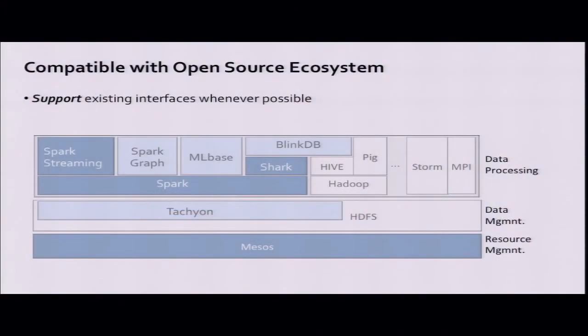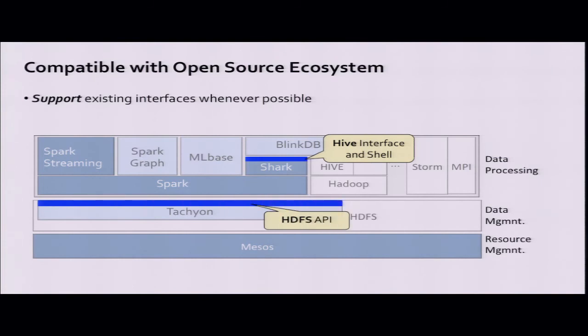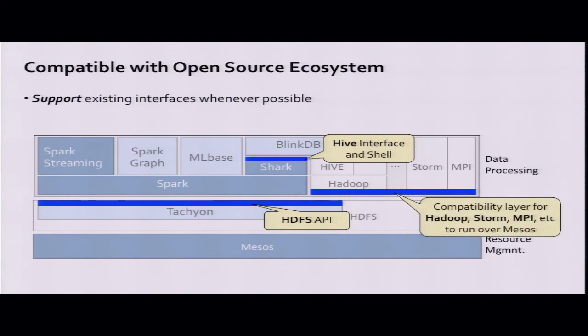So how do we try to address this compatibility goal? First, we support existing interfaces whenever possible. For instance, like I mentioned, Shark provides a Hive interface. You can run Hive queries on top of Shark. Tachyon provides the HDFS API. You can run Hadoop on top of it. And here we provide some compatibility layers for Hadoop, Storm, and Pig, so you can run them without changes on top of Mesos. Finally, Spark Graph provides a GraphLab API.